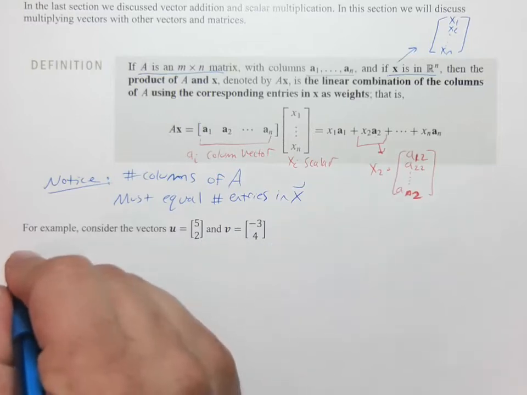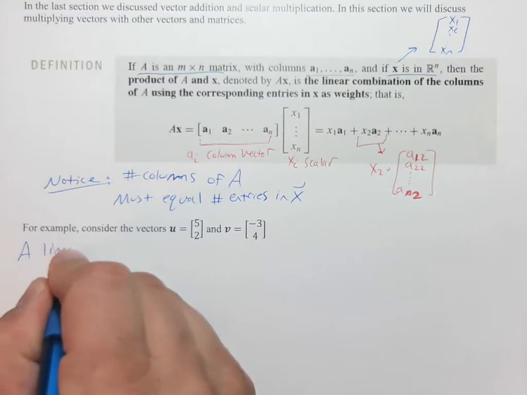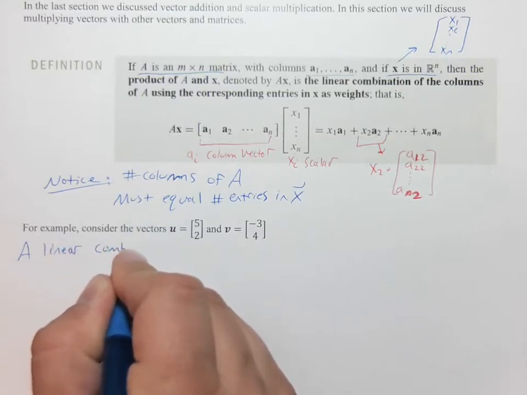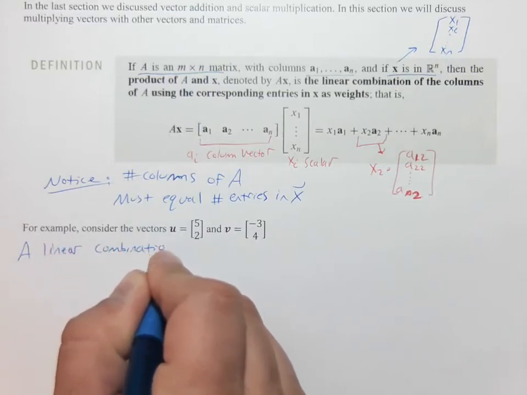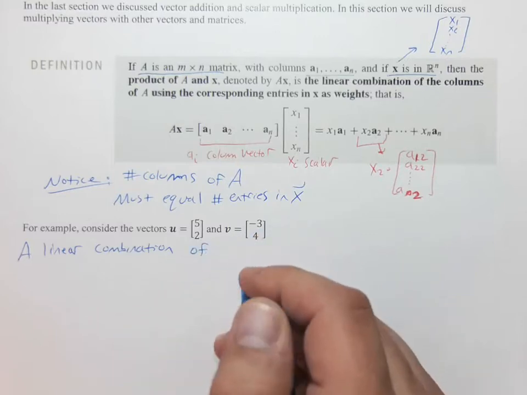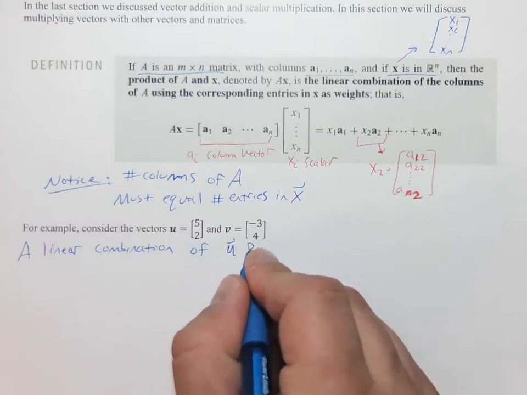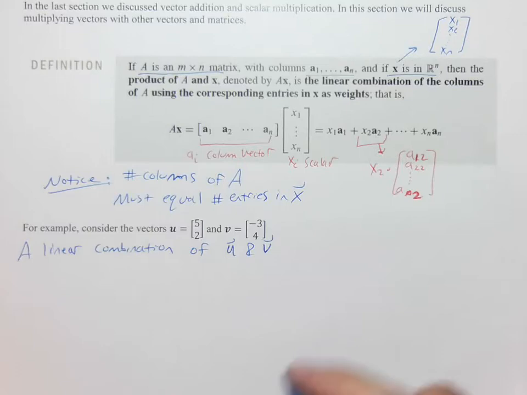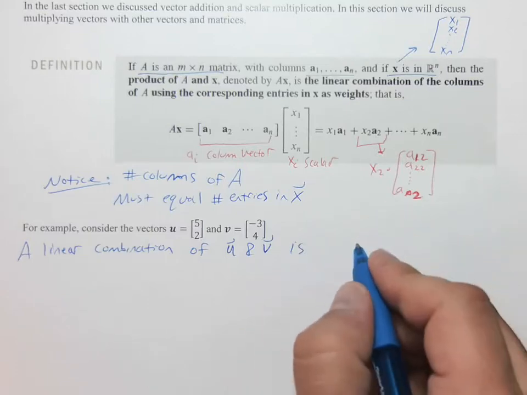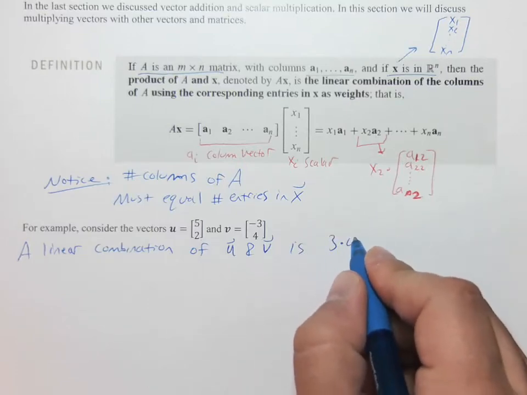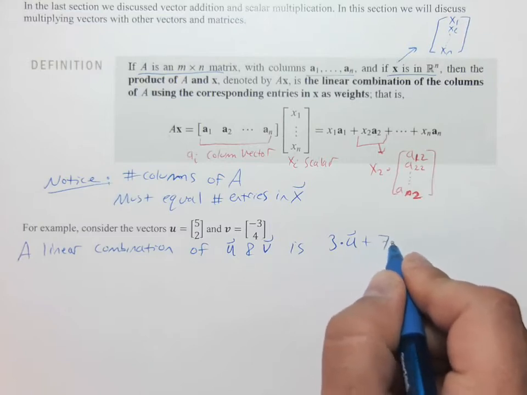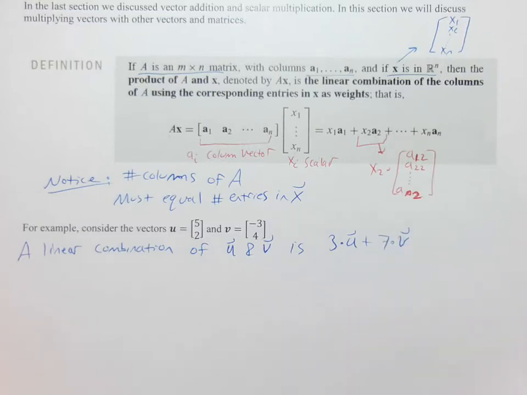In the last section, we learned about linear combinations. A linear combination of vectors U and V could be something like 3 times U plus 7 times V. Right? We're doing scalar multiplication of the vectors, and then we're adding them together. That's a linear combination. That's what we learned about last section.